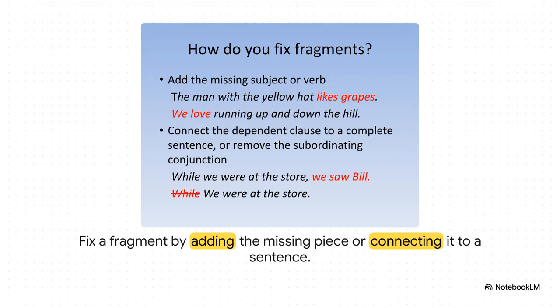Now, the good news is fixing these unfinished structures is actually incredibly simple. You just have to complete the construction. For a phrase that's missing a part, you just add it in. The man with the yellow hat likes grapes. Boom, done. For a dependent clause, you just connect it to an independent one. While we were at the store, we saw Bill. See? A fragment just needs a little support to become part of a strong, complete sentence.